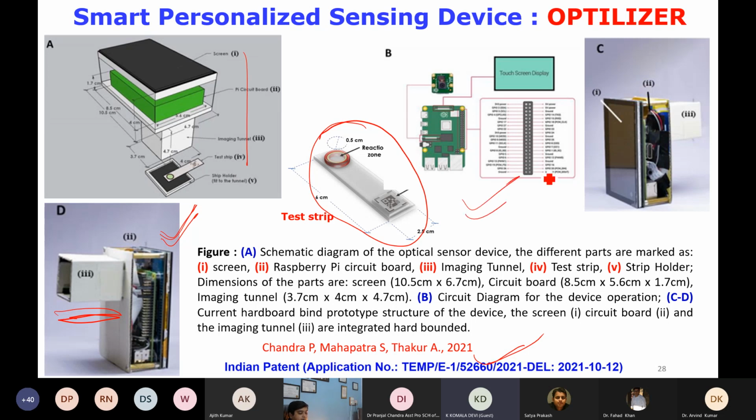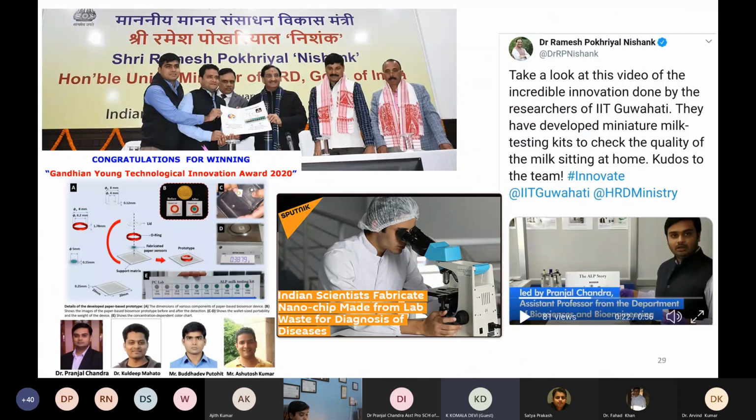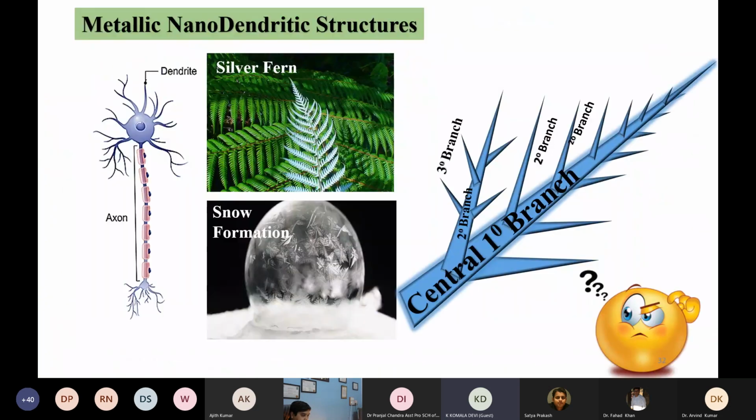So that's how it happens, basically, using the system. I'll not go into much detail, but I'm telling how this sensor system can be miniaturized and tested on-site. The size is such that I can keep it on my palm. We got the Gandhian Young Technological Innovation Award in 2020, and recently we also got the ICMR award for this particular invention. Okay, now I will move on.